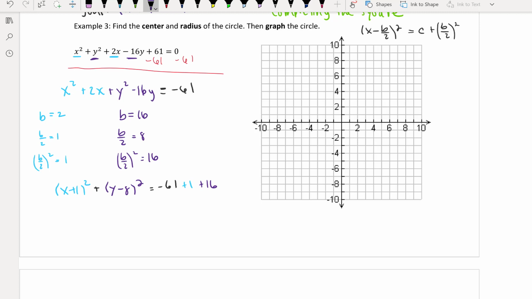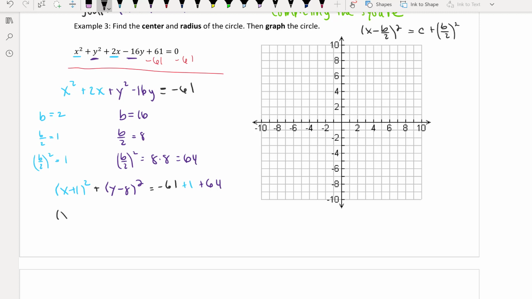Or sorry, I made a mistake here. What's 8 squared? So remember, 8 times 8 is 64. So I should have said 64. There we go. That makes it a little bit better.